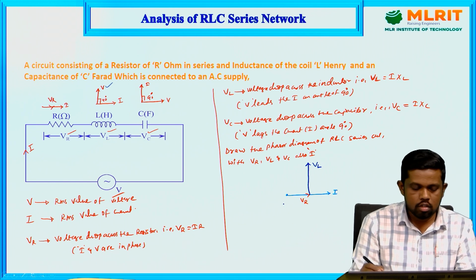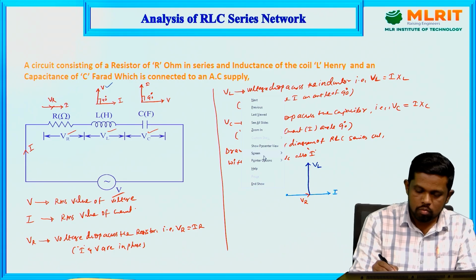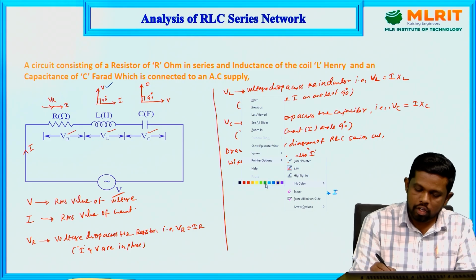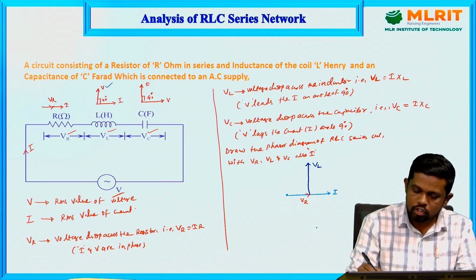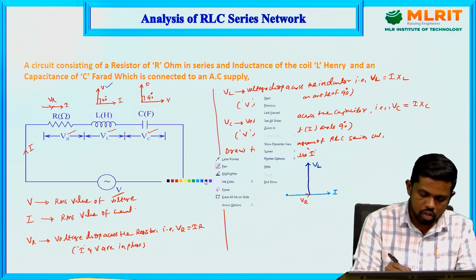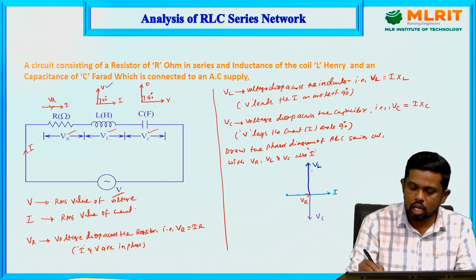Now the last one, the capacitor. The capacitor voltage always lags the current, at an angle of 90 degrees. So for that we need to change the color of the vector again. This is the capacitor voltage, that is VC. VC is always lagging, VL is always leading.